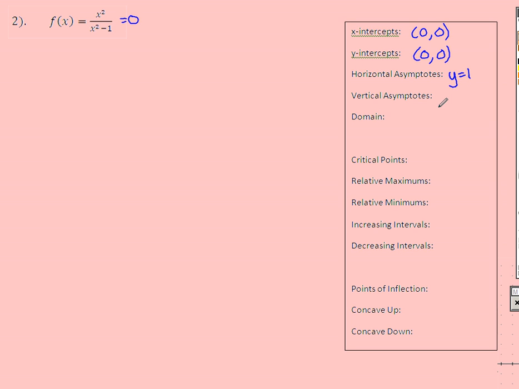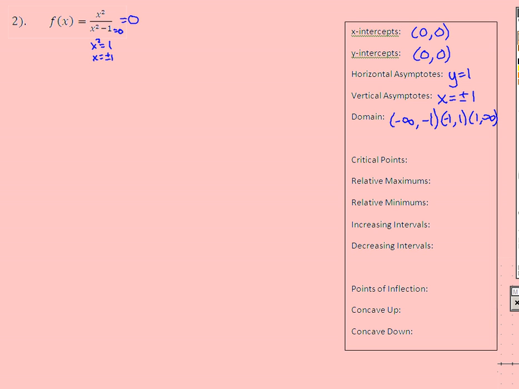Vertical asymptotes, when does the denominator equal 0? Well, that means that x squared equals 1, or x equals plus or minus 1. So vertical asymptotes happen when x equals plus or minus 1. That means our domain has to reflect just like it. So negative infinity to negative 1, negative 1 to positive 1, and 1 to infinity. So that's everything but where we have the vertical asymptotes.